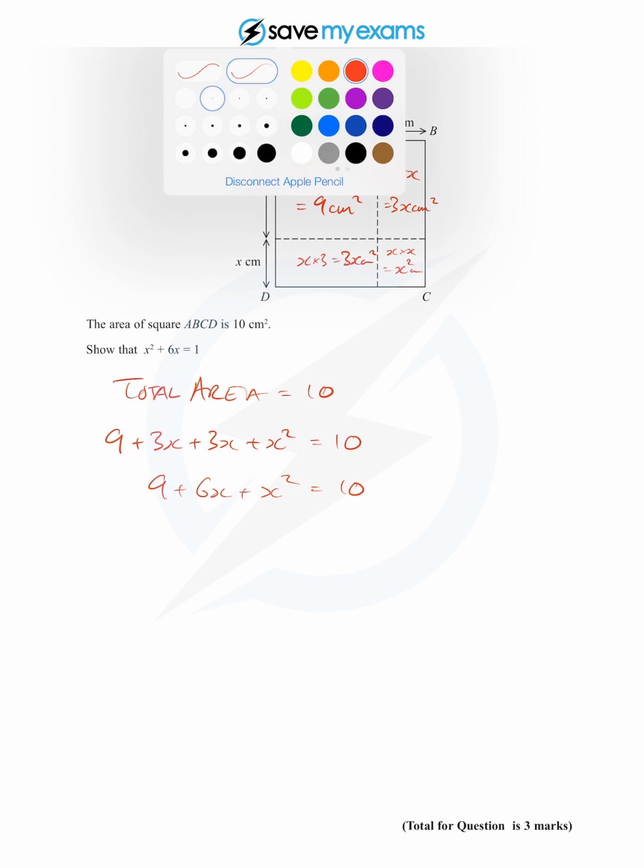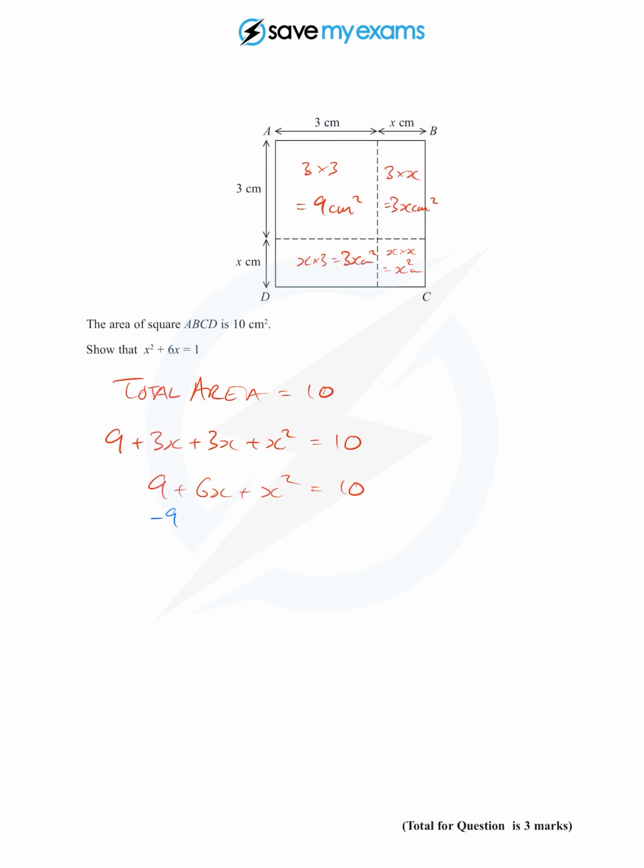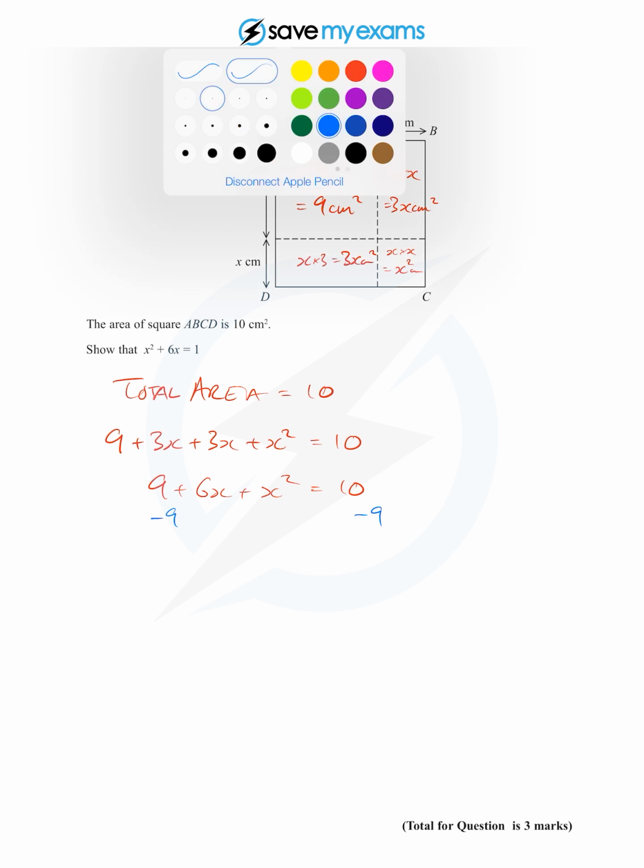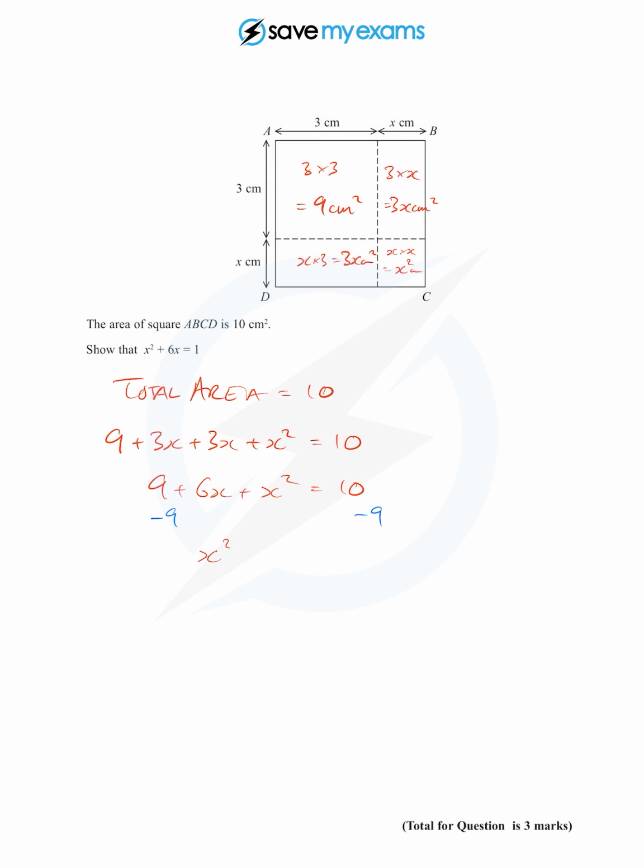and that's almost what we want, except we don't want the 9 on the left, so let's subtract it from both sides, and I get x squared plus 6x, just writing those the other way around, is equal to 10 minus 9, which is 1. And there we go. That's all they wanted us to do.